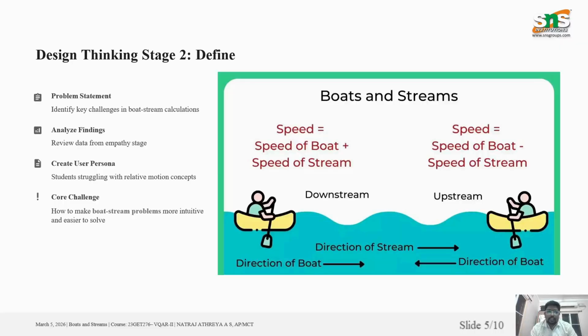Next is to define the problem. We understood what speed is with respect to downstream and upstream, so we have to analyze the findings. First, if you are going downstream, it is speed of boat plus speed of stream. If you are going upstream, it is speed of boat minus speed of stream. The core challenge will be how to make boats and stream problems more intuitive and easier to solve, so that students are able to answer these aptitude problems easily.